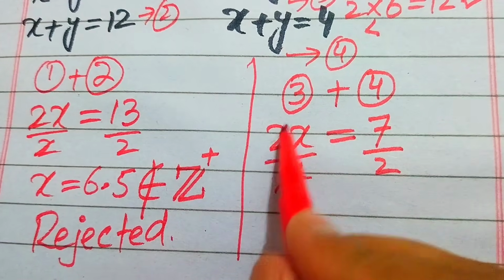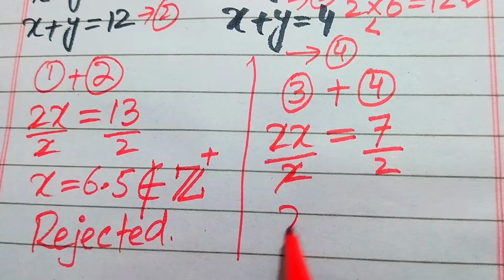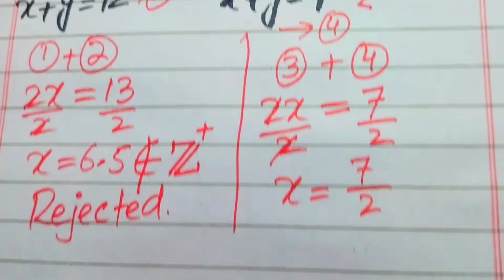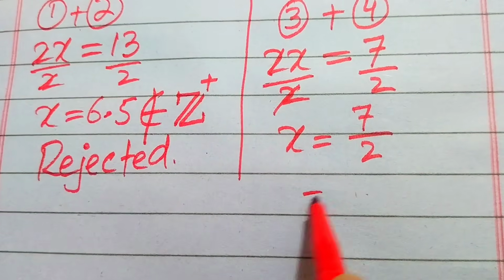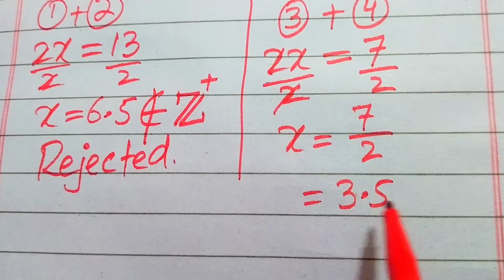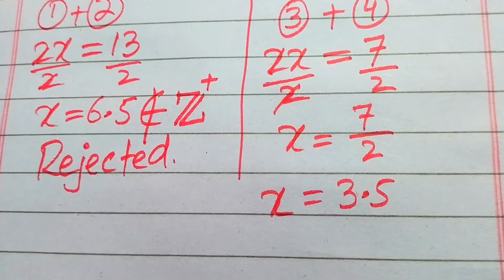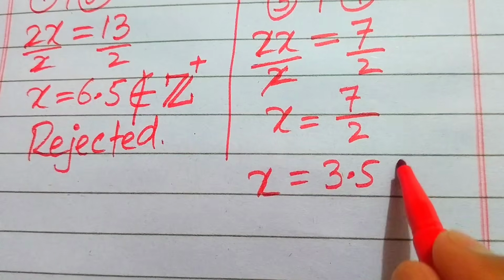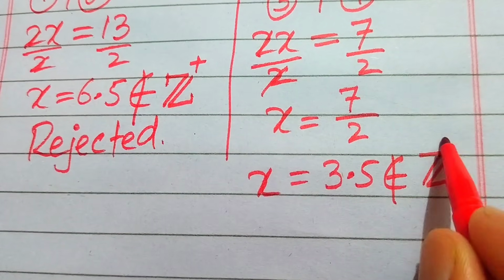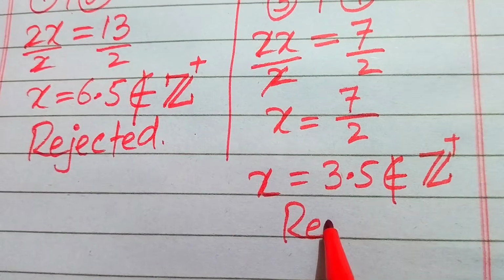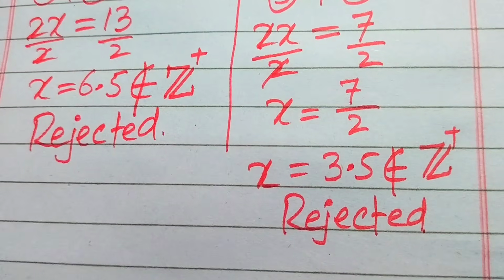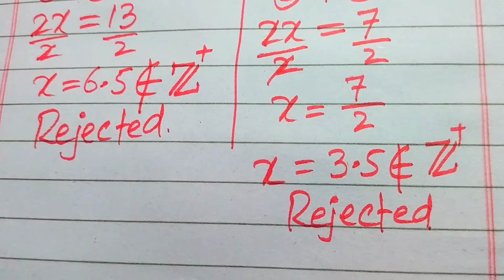So this 2 and this 2 cancel out each other, and we get x equals 7 divided by 2. So 7 divided by 2 becomes 3.5, and you also see that 3.5 does not belong to the positive integers. So we again reject our second case, and now we focus on case number 3.